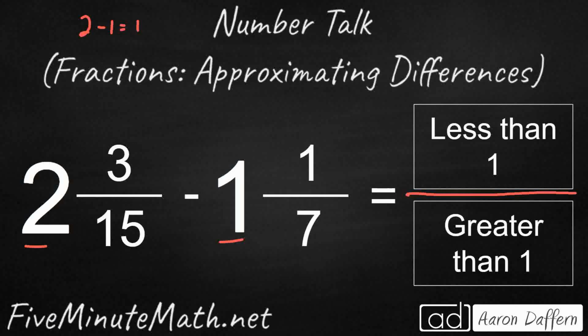So really what I'm looking at is the 3/15ths and the 1/7. And if the 3/15ths happens to be larger, well, then I would have a little bit left over. It's going to end up being greater than 1. But if the 3/15ths happens to be smaller and the 1/7 is larger, well, then I'd have to regroup that 2 to make it a 1 whole so I can make this a little bit larger. And I would actually have something less than 1. So it's going to make a difference which one is larger. But how do I compare these two fractions?